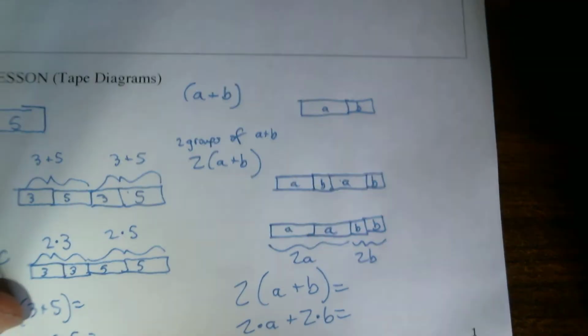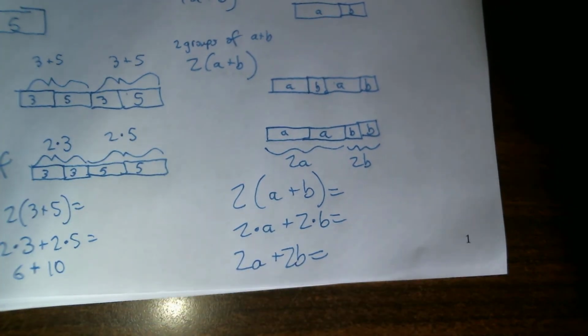We don't know what those variables are. So yeah, we just took 2 times A and 2 times B. We multiplied the outside number by both of our inside terms.